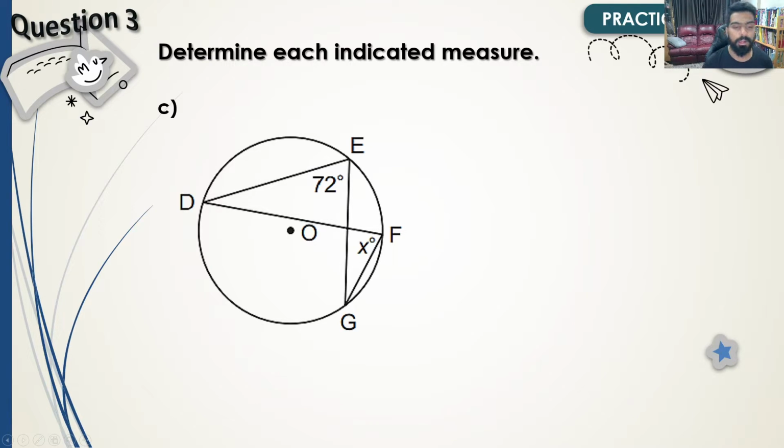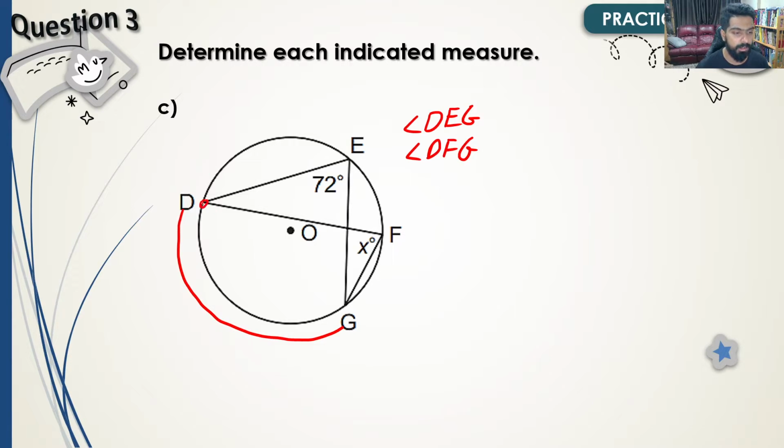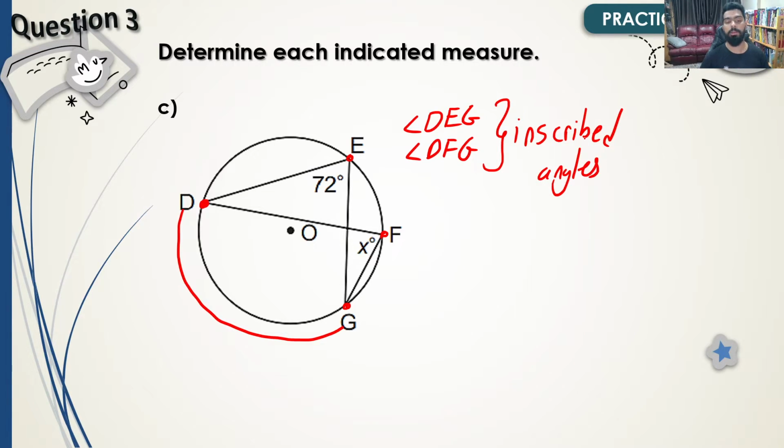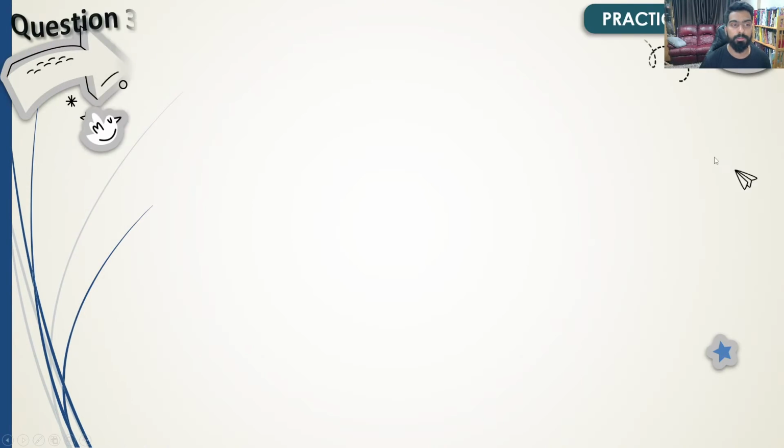Now in this case, we have the arc DG, and these are the inscribed angles. We have angle DEG and angle DFG. It starts at D, touches a part of the circle, and comes to G, and here it starts at D, touches a part of the circle, and comes to G. So it is a fair statement to say that both of these are inscribed angles, and the measures of inscribed angles are equal. Therefore, angle X will be equal to 72 degrees.